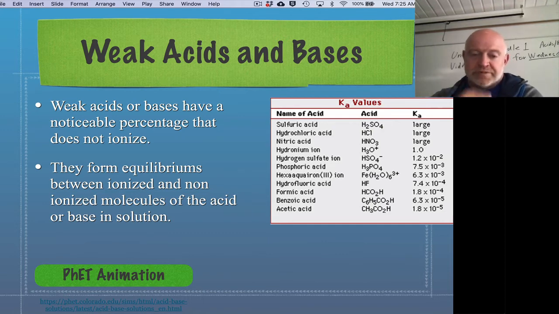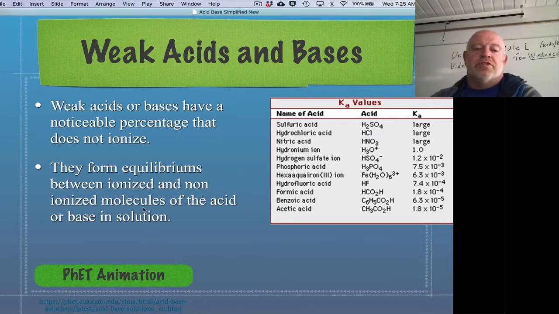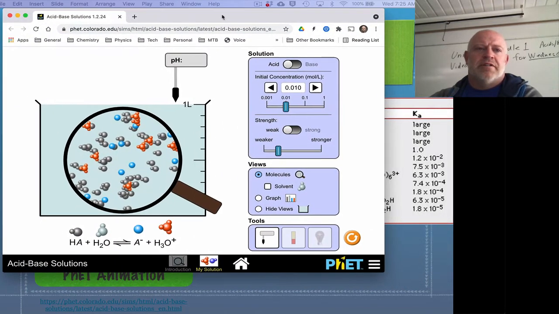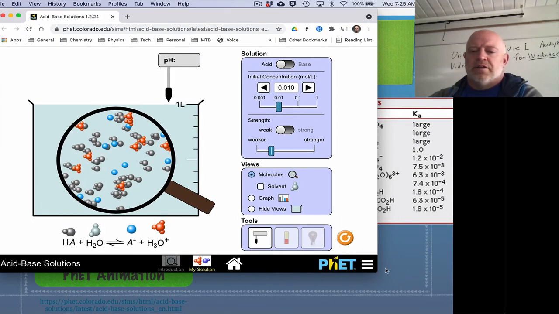Okay? Now, when they do go into solution, they do form equilibriums. Okay? And we're going to go over to this animation by PhET. What I like about this PhET animation is that it does a really good job of visualizing that. Okay? So we'll bring this down in and take a look at it.